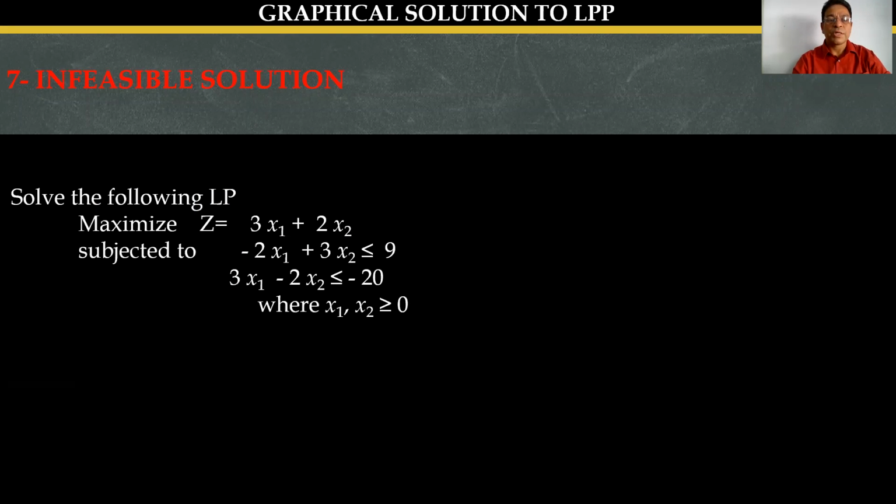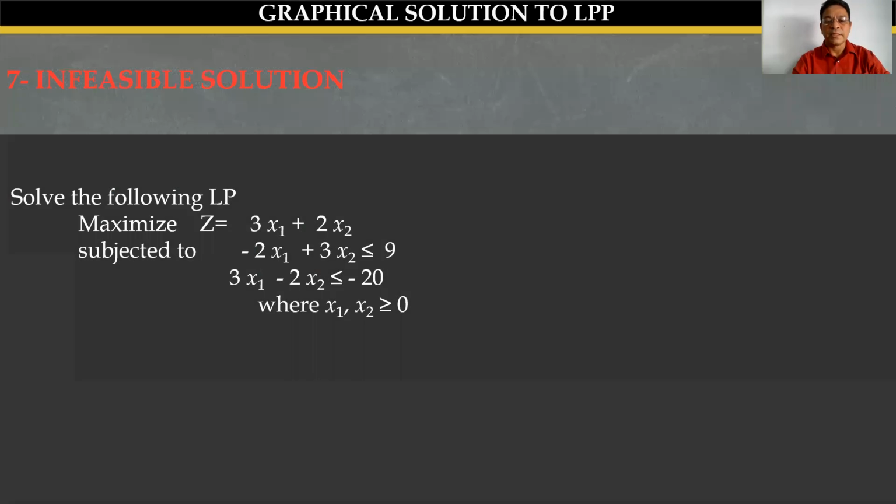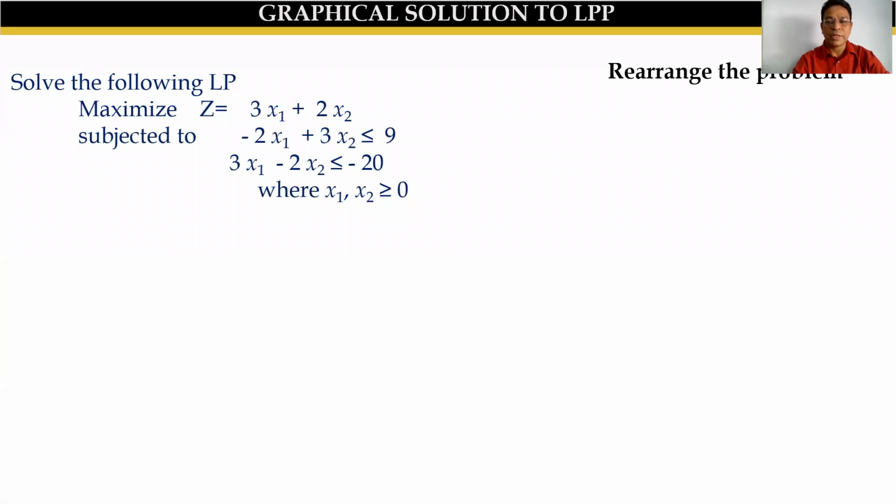Now we'll move on to see what exactly an infeasible solution is. As the word suggests, the solution is infeasible. It is not feasible. So if you remember, in the earlier video we have seen what we mean by feasibility. And even in this video, I have told you a number of times what the feasible region is. So in this question, again, we have the right hand side as negative. So we'll rearrange the problem.